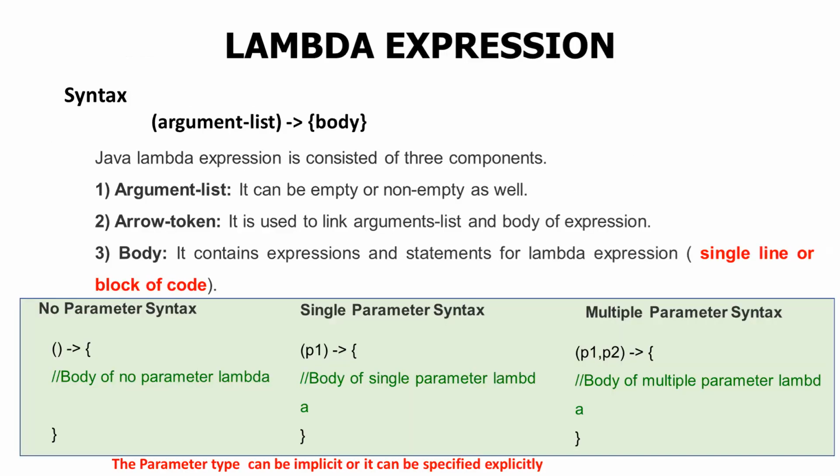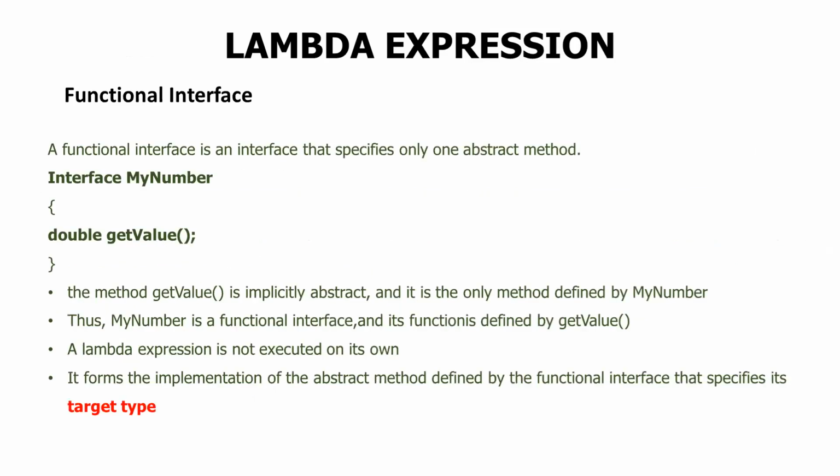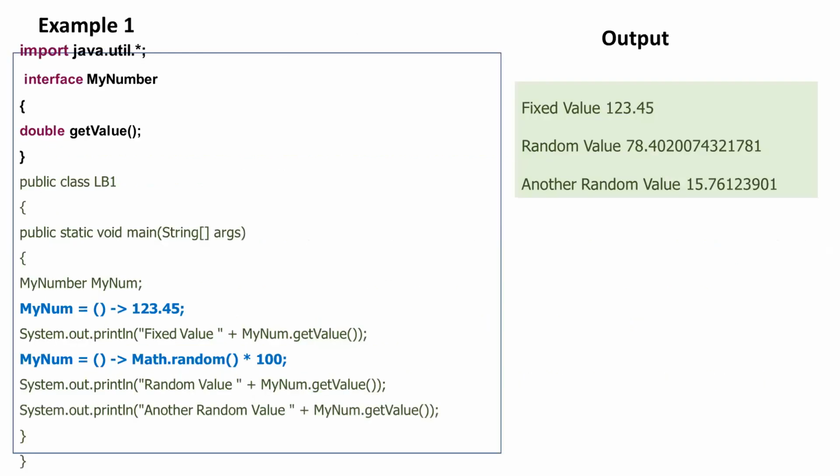There are types of lambda expressions: no parameter, where we give only parenthesis and arrow mark; single parameter, where one parameter value is passed; and multiple, where two parameters are passed. Usually a lambda expression is given only by using an interface. In the interface, you have to give the interface name, and you can have only one method inside the interface. Multiple methods in the interface are not allowed.